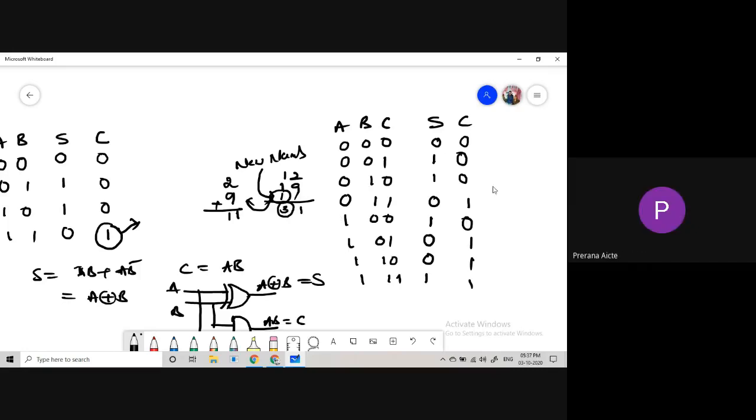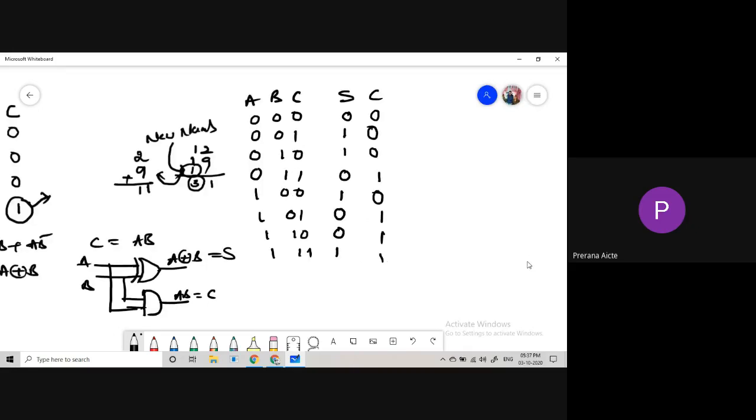So now we are using K-map, right? For getting the expression. If we are using K-map, otherwise if we are using Boolean functions, so S consists of which numbers? S is equal to sigma M of 1, 2, 4, 7.